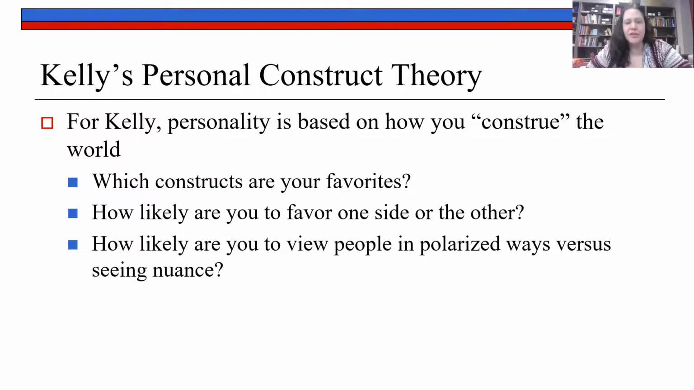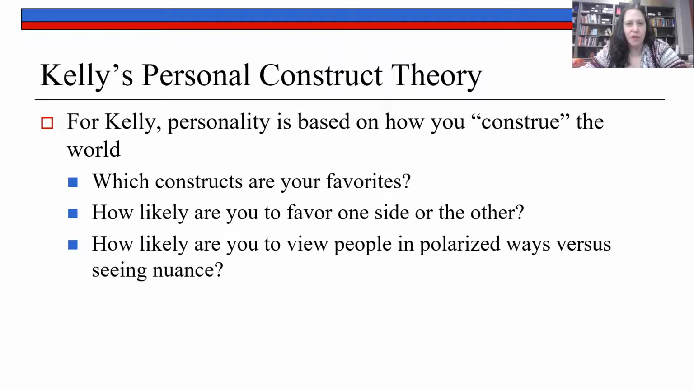Okay, next. So for the purposes of personality, the whole point of this class, George Kelly says that personality is based on how you use your constructs to construe the world. So you might have certain constructs that are your favorite to kind of go to more than others. You might use constructs in a systematic way, but you tend to kind of favor one side or the other. So you might think of most people as potential friends as opposed to potential enemies. So you might kind of favor one side over the other. You're generally kind of a trusting, gregarious person.